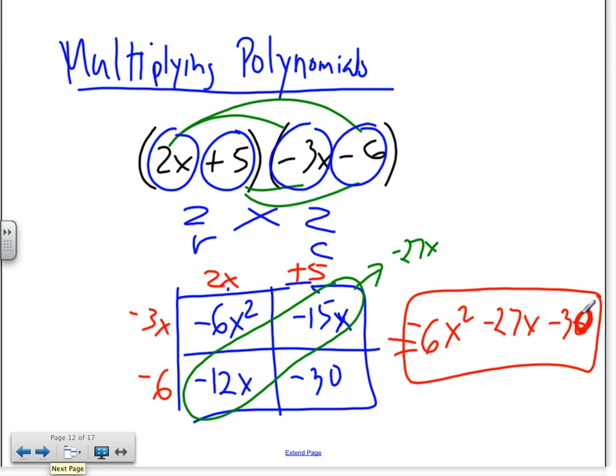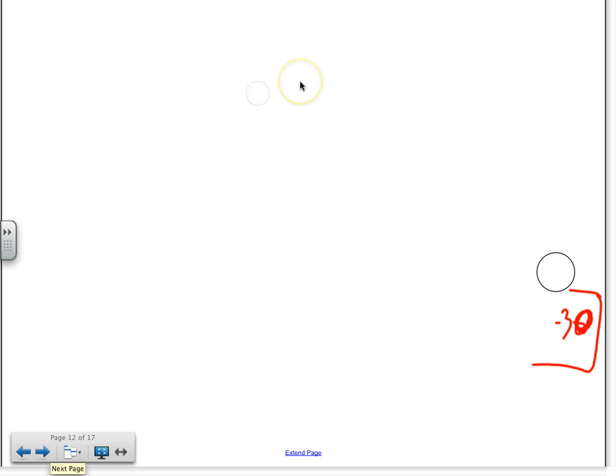Okay, don't worry, this is not the only example. Any questions there? No. Okay, so we identify the terms, and we use the number of terms to decide the dimensions of our box. I'll give you another case right now. So what does it involve? It involves multiplying and combining like terms. And that's it, okay? All right, take a look at this one.